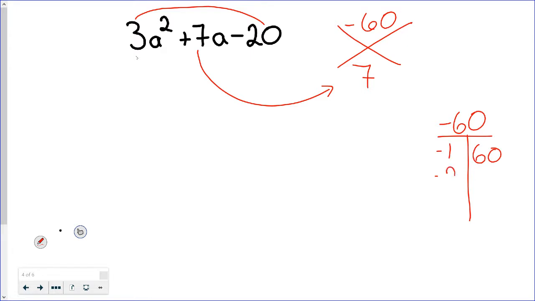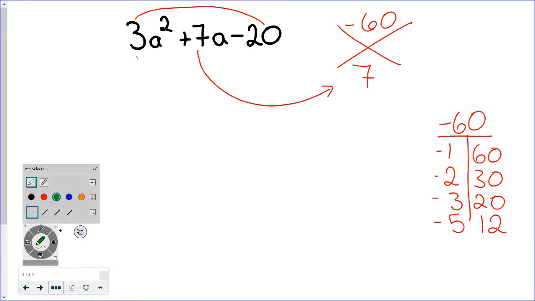Negative 2 and 30, negative 3 and 20, and then negative 5. What actually works for us is negative 5 and positive 12. Negative 5 times 12 is negative 60, and then negative 5 plus 12 will give me that positive 7 here. So these are my two values that work, and these are the two values we're going to use.